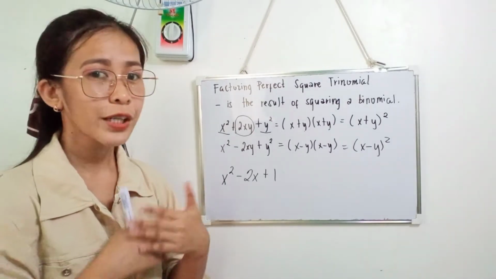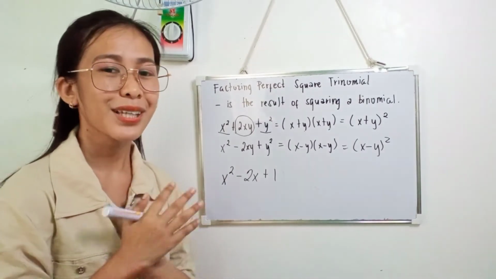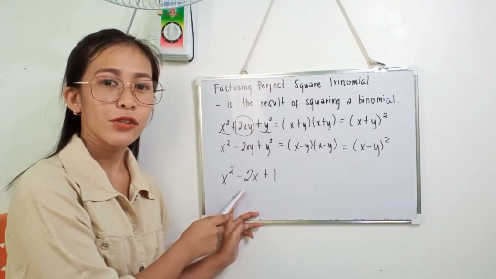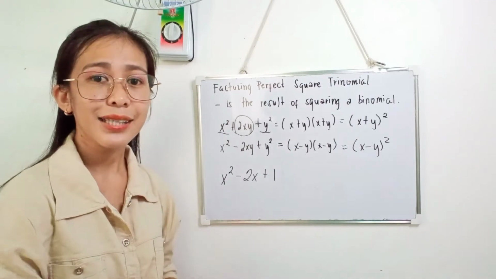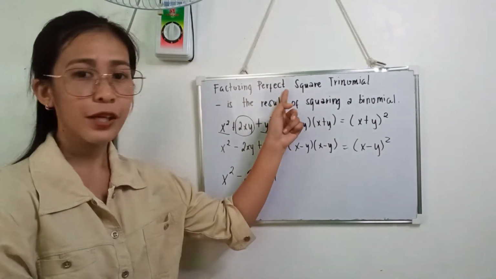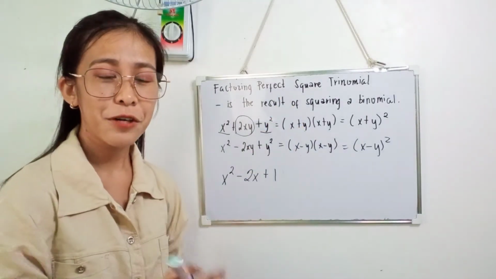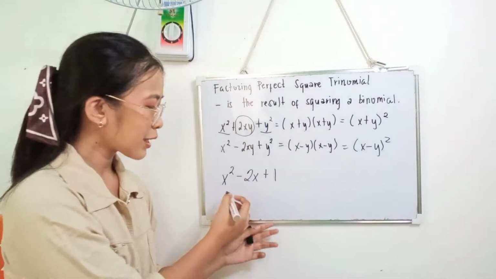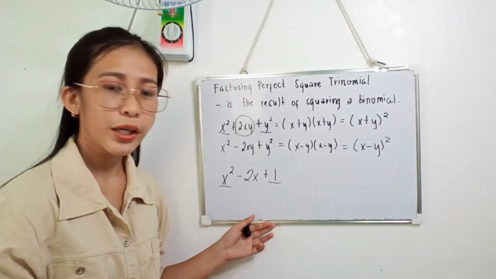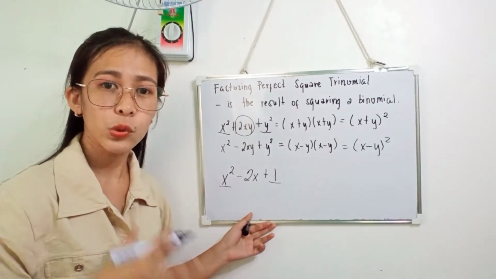Okay, so to further explain this, para mas maintindihan pa natin lalo, take a look at this. We have here x squared minus 2x plus 1. Let us identify if this trinomial is a perfect square trinomial. How are we going to identify? Tingnan ang first and last term. Are they perfect square? Si x squared ba is a perfect square?